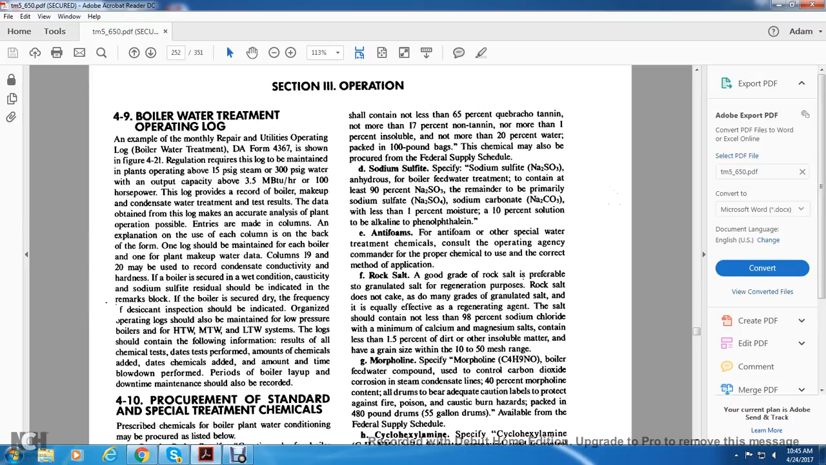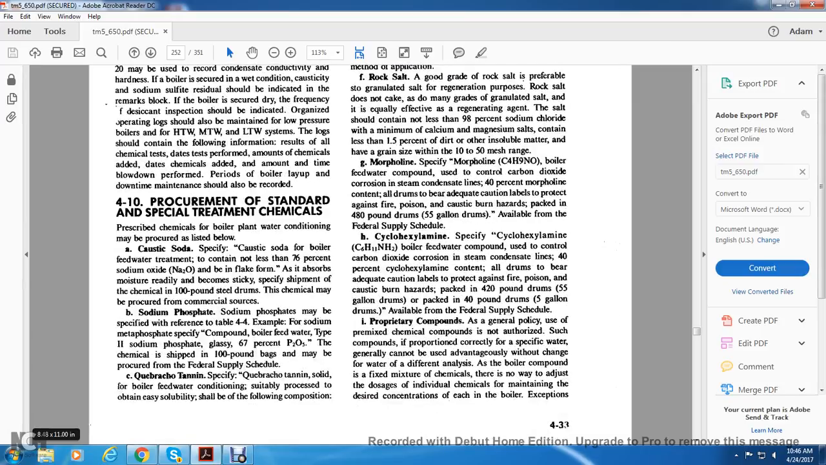The operating log should also be maintained for low pressure boilers, hot water treatment, medium temperature treatment, and low water treatment. Logs should contain the following information: results of chemical tests, date of tests performed, amount of chemicals added, date chemicals were added, the amount and time of blowdown performed, periods of boiler layup, and downtime maintenance should also be recorded.